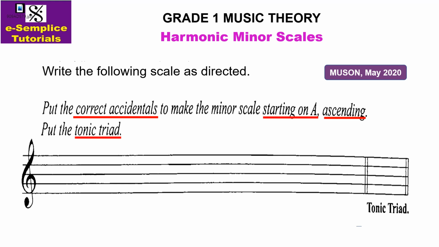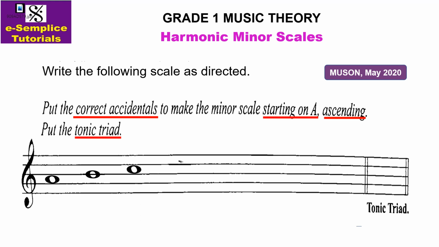Remember, tonic triads are triads built on the first degree of the scale, that is the first note of the scale. So you'll be needing the tonic, the third above the tonic, the fifth above the tonic. So let's proceed. So remember, your scale should be ascending and it should go from A to A. That's my first note. So I proceed.